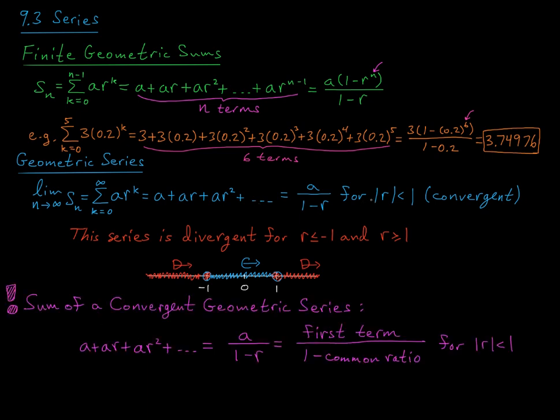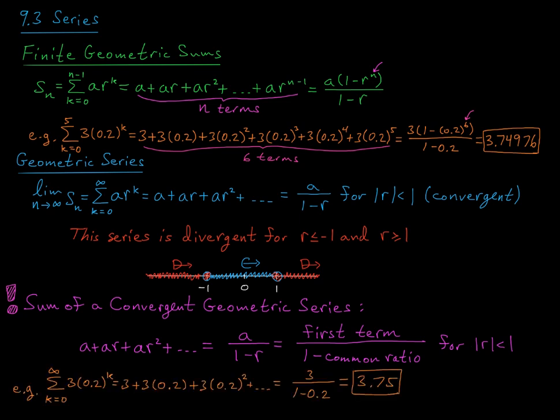As a rewrite of what you see up here in blue, I'm going to write the following: the sum of a convergent geometric series, a plus ar plus ar squared, and so on, is equal to a over 1 minus r, or I'll often say it's the first term of the sum divided by 1 minus the common ratio. Again, this holds provided the common ratio is strictly less than 1 in absolute value. As an example, let's look at the series where we sum 3 times 0.2 to the k, letting k go from 0 to infinity.